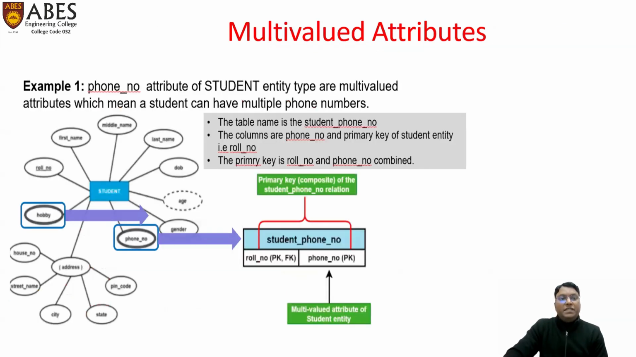You can see by this example, the phone number attribute of the student entity type is multi-valued because a student can have multiple phone numbers. The table name is student phone number. The columns are phone number and the primary key of the student entity, roll number. So the primary key is the roll number and phone number combined. So in the case of a multi-valued attribute, we can combine the composite primary key along with the two attributes. So the multi-valued attribute of the student entity will be roll number and phone number.